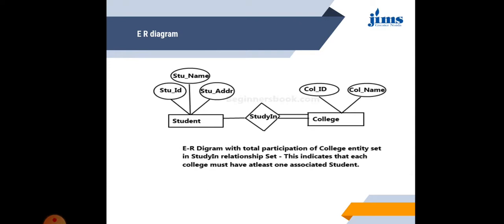In the college we are seeing the relationship is unary, meaning college study in college. Basically we have to study in college, so that's the unary relationship. So the student has a student ID, student name, student address, and the relationship between student and college is study, and the college has college ID and college name. So that's the ER diagram represented by student and college.